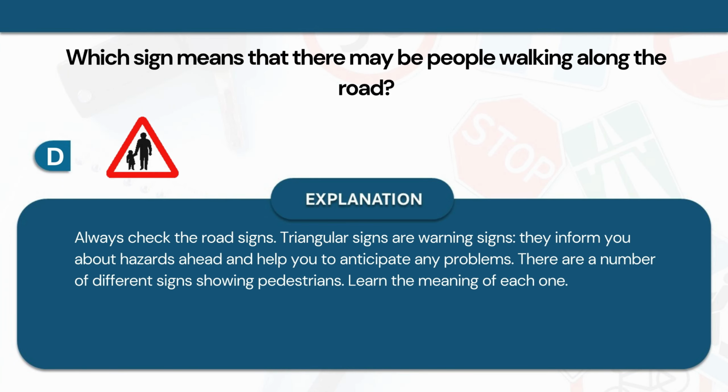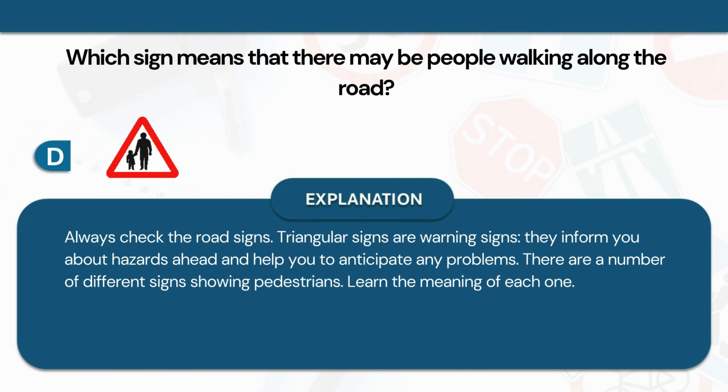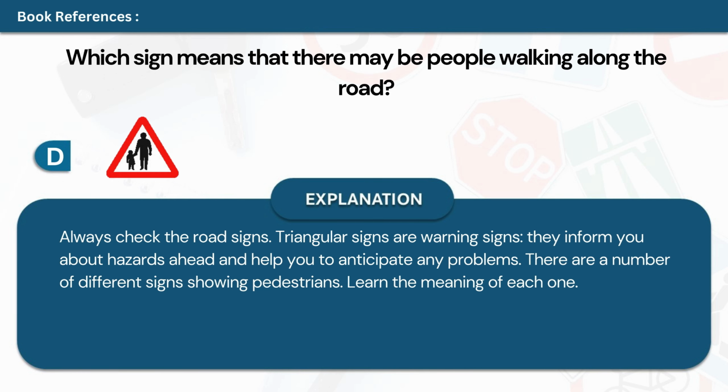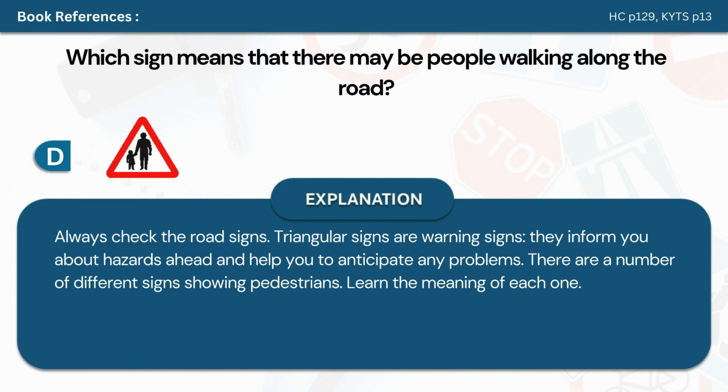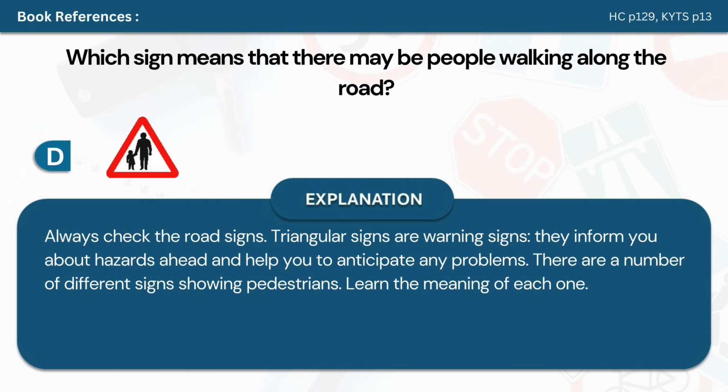Always check the road signs. Triangular signs are warning signs. They inform you about hazards ahead and help you to anticipate any problems. There are a number of different signs showing pedestrians. Learn the meaning of each one.